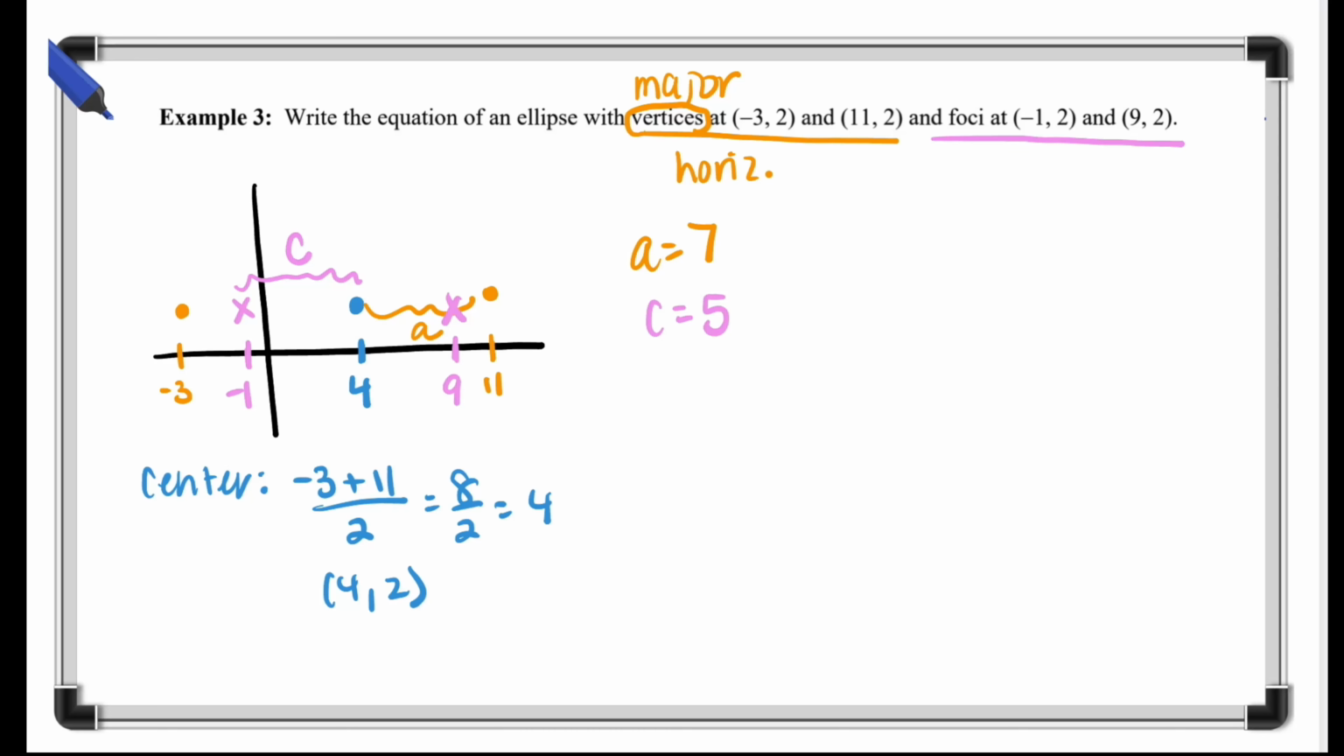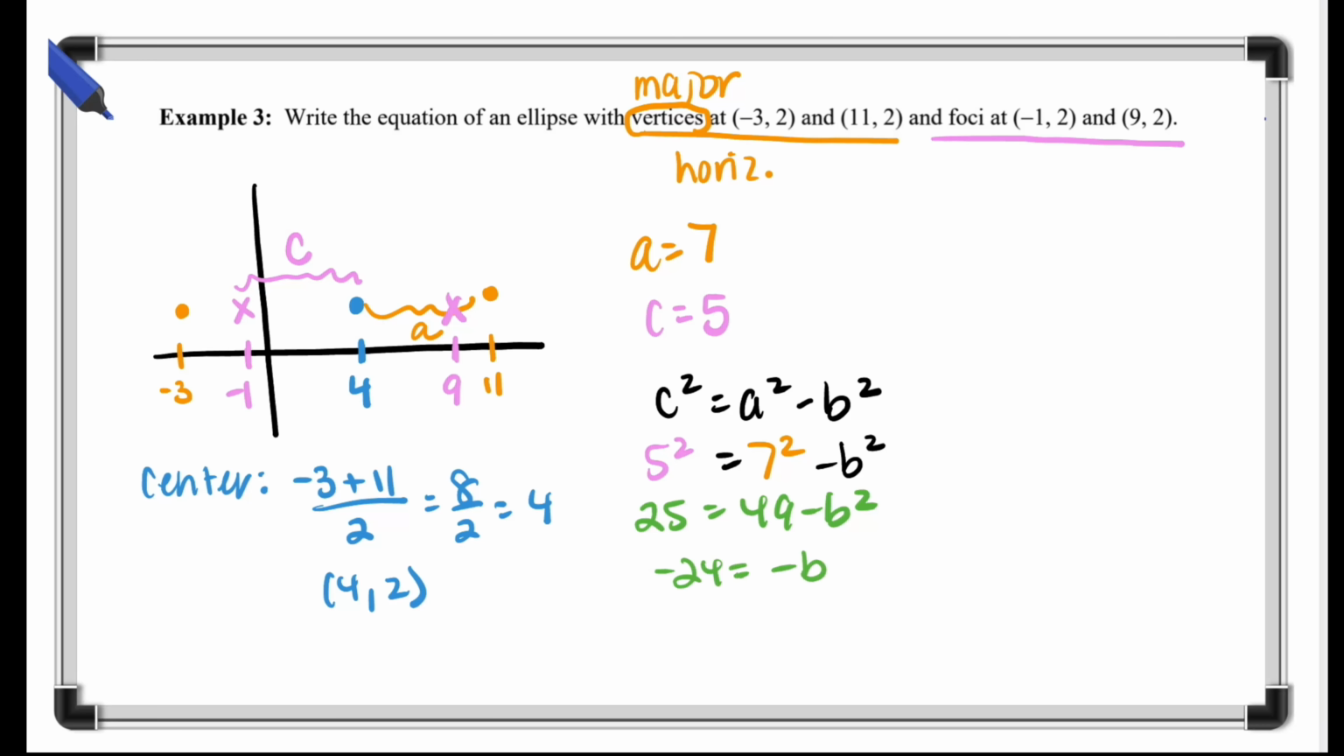So we have a and we have c. You can find b. So when we look at our b value, we're going to use that formula that we had. So you've got 5 squared is equal to a squared, which is 7 squared, minus b squared. So you're going to have 25 equals 49 minus b squared. Let's subtract 49. That'll get us -24 equals -b squared. Divide both sides by -1. b squared equals 24.